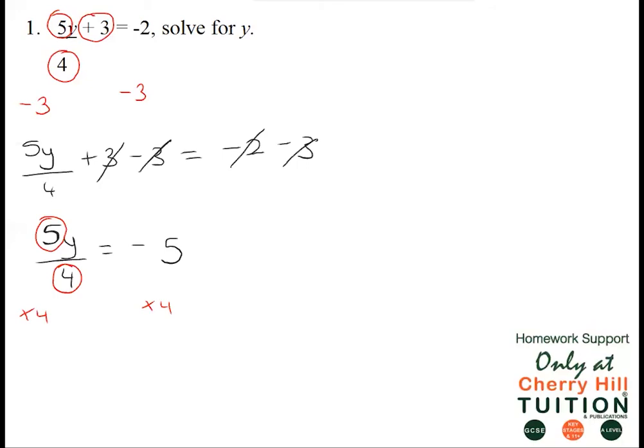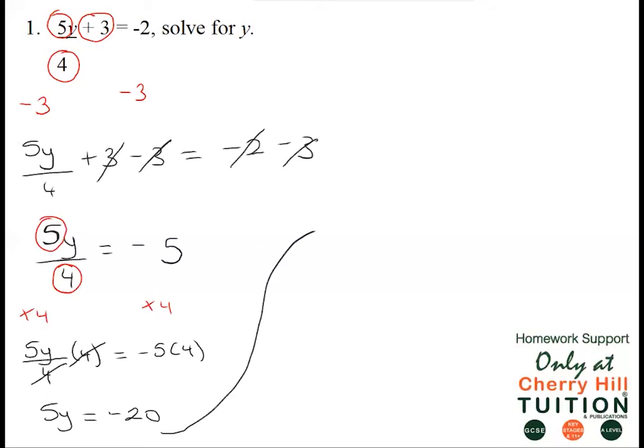This leaves us with 5y over 4 multiplied by 4, we'll put that in brackets, is equal to minus 5 multiplied by 4. On the left-hand side, the divide by 4 and multiply by 4 cancel each other out because a number divided by itself, so 4 divided by 4, is just 1. So we end up with 5y is equal to minus 5 multiplied by 4, which is minus 20. Okay, so let's move this here so we have some more space.